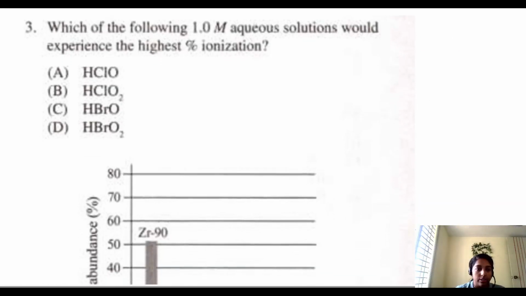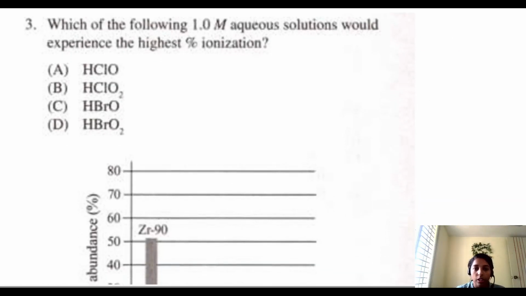Okay, next. Question number 3. Which of the following 1 molar aqueous solutions would experience the highest percentage of ionization? Which means which one can give higher? All of them are HClO, HClO2, HBrO, HBrO2. Which one has the highest percentage of ionization? Which means which one can donate more H plus?